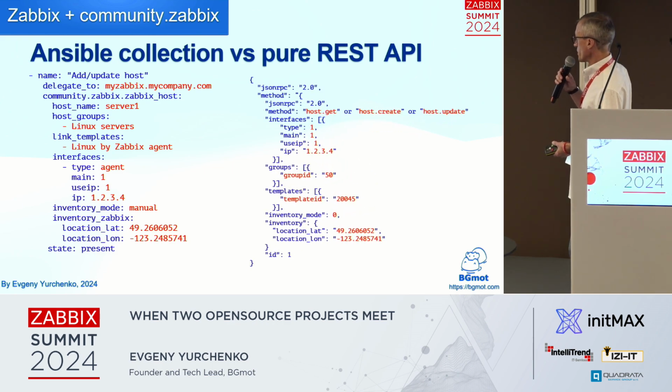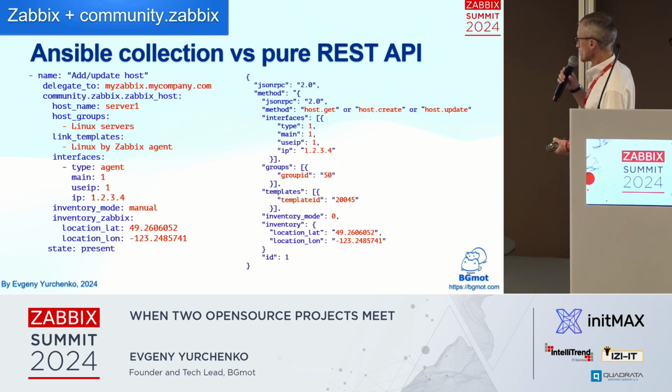Now let's take a look at REST API. You would have to configure something like this, code something like this. First of all, you don't know whether the server exists or it doesn't exist. You have to decide whether to create or update, and what method to use. Then you have to define groups and templates. Before you type group ID 50, you have to find out that the Linux servers group has ID 50. So another API call. Template IDs, the same story. So it's not very friendly, I would say.